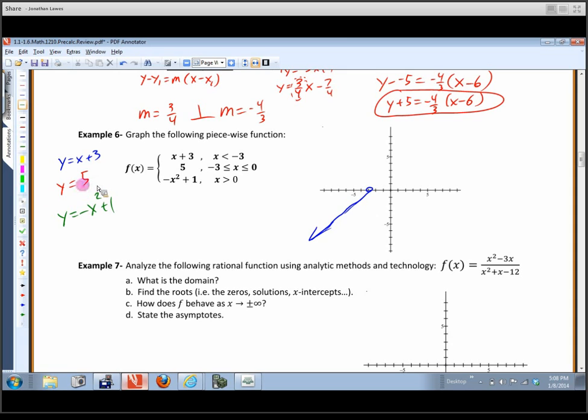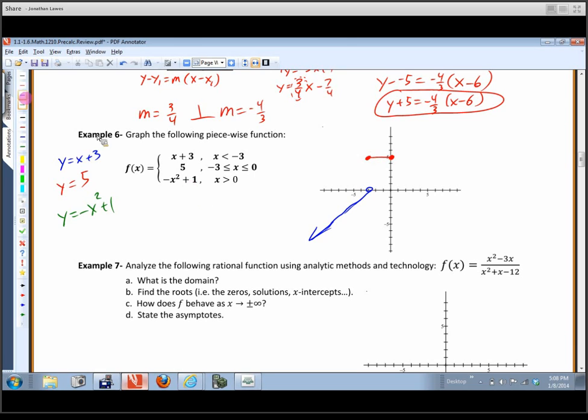This is y equals 5, so that's a horizontal line at 5. Now, it only looks like this line between negative 3 and 0, so from here to here. So I'll erase the rest of this, okay? And it only looks like that line right here. And again, I need to figure out what the endpoints look like. Well, notice that these are both included, so I'm going to have a closed endpoint here, and I'm going to have a closed endpoint here.